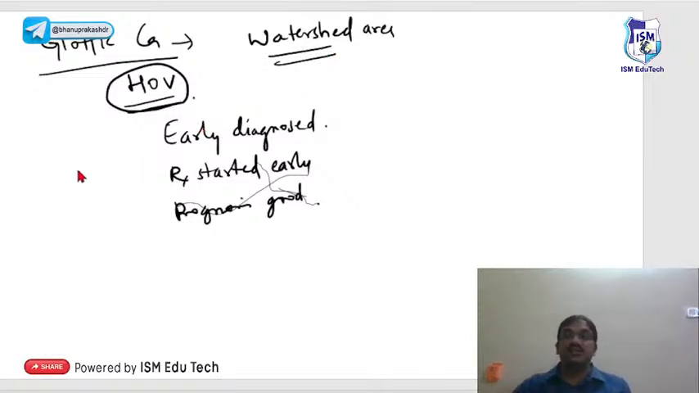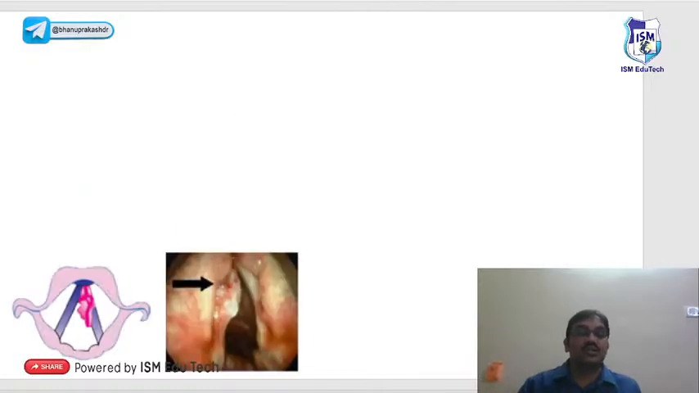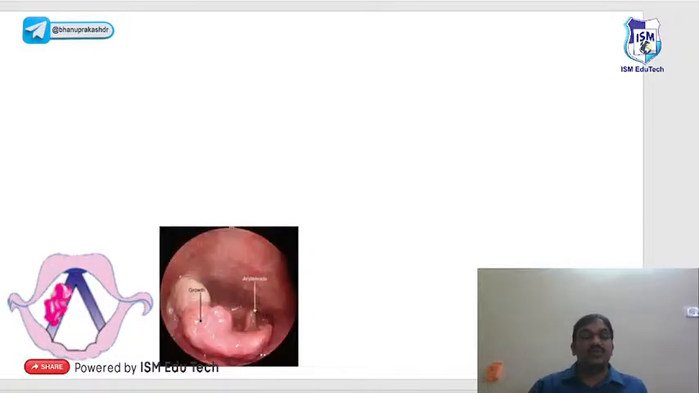Okay, clear, right? Next, coming to the next condition. You can see here, on the vocal cord itself, the structure is there. The mass is there. The cancer. Fine.